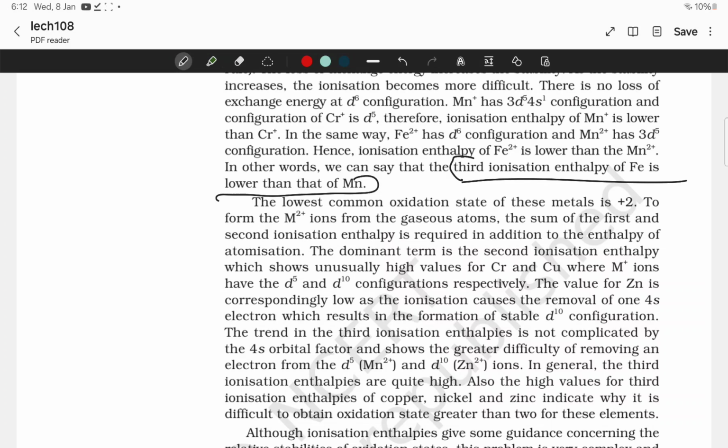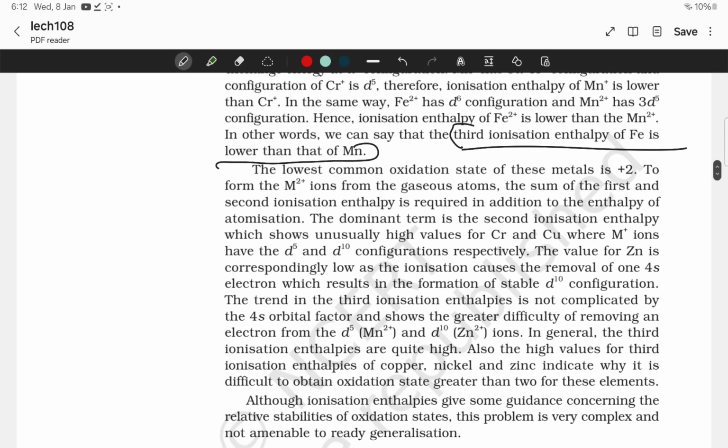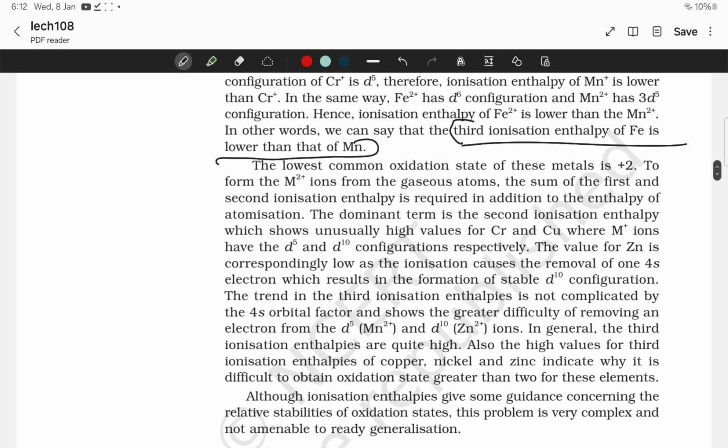The dominant term is the second ionization enthalpy, which shows unusually high values for chromium and copper, where M+ ions have the d5 and 3d10 configuration, because the second ionization enthalpy of chromium means what it is.